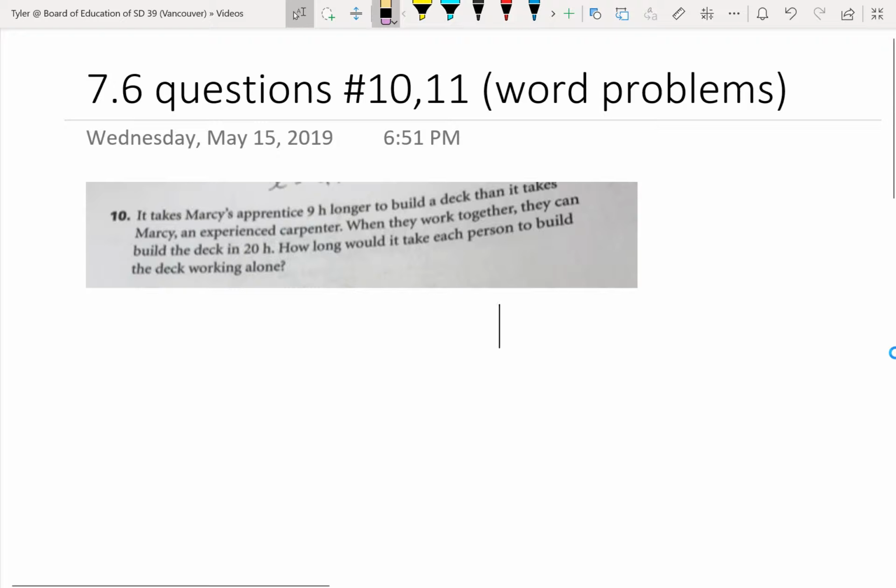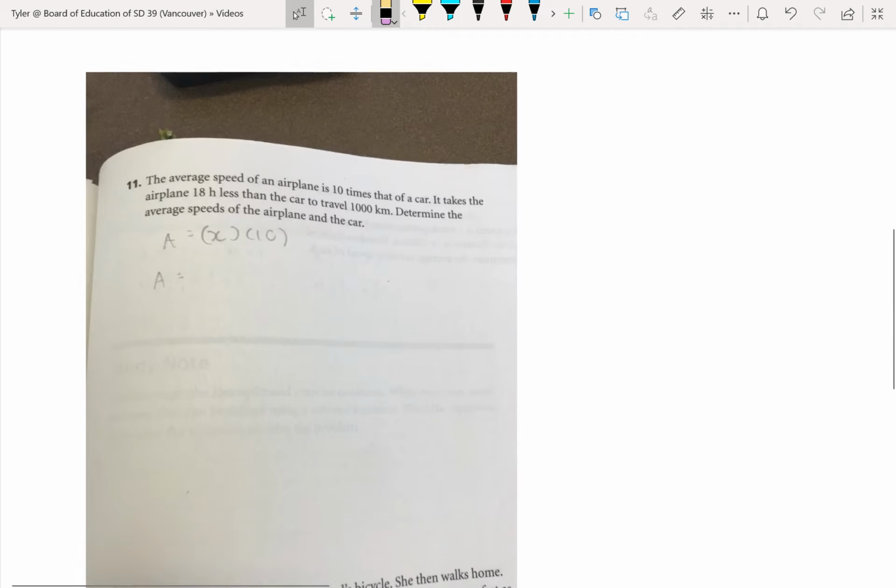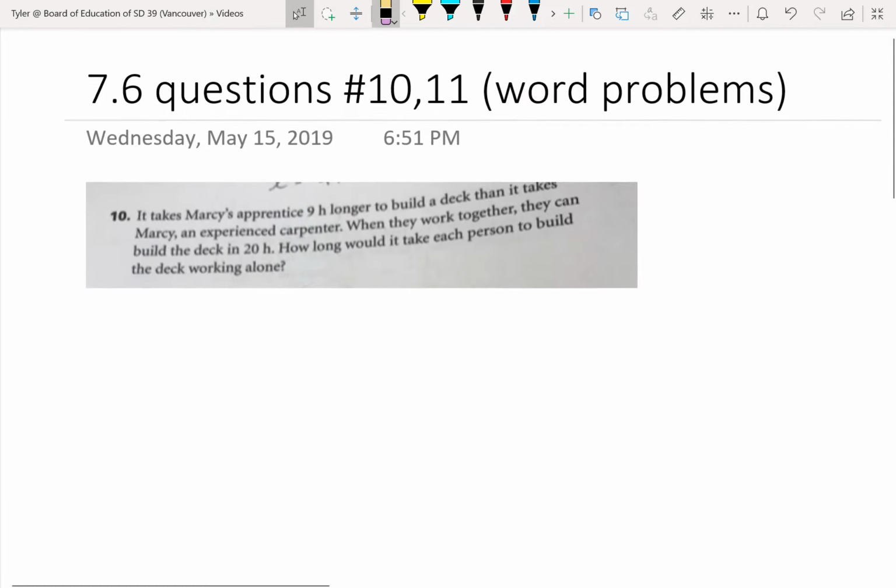All right, we're going to go over some word problems from 7.6. The first one's about a rate question. The second one's about a speed. So this one you're building a deck, and they're working together, and they take 20 hours if they are together.